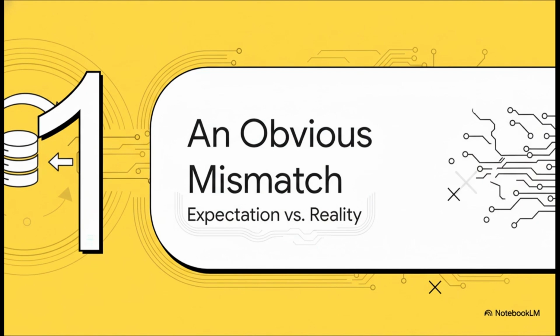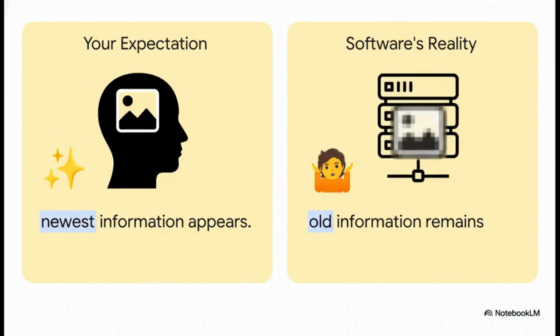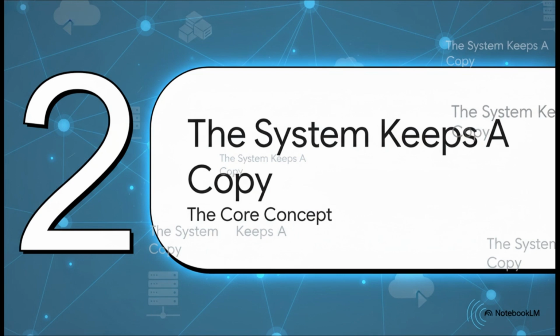And that brings us right to the heart of the problem, this obvious mismatch. It's the gap between what you logically expect to happen and what the software actually does. So let's focus only on why this happens. On one hand, you have your expectation. You should see the newest information. But on the other hand, you have the software's reality. It's still showing you the old information. To get why, we need to peek under the hood at how the system is built to handle data. The entire explanation really boils down to just one core idea. The system keeps a copy. And once you get this, you'll understand so much more about why the internet works the way it does.